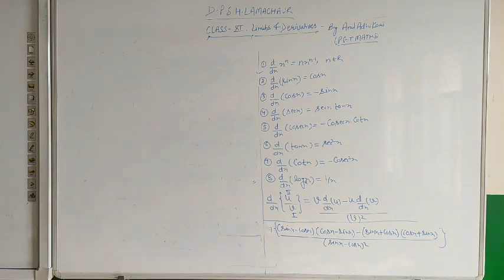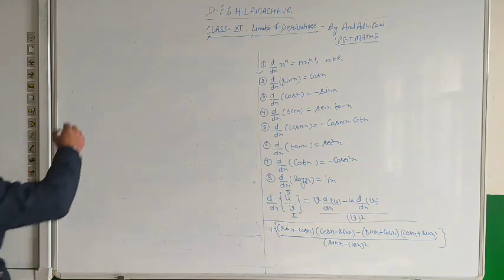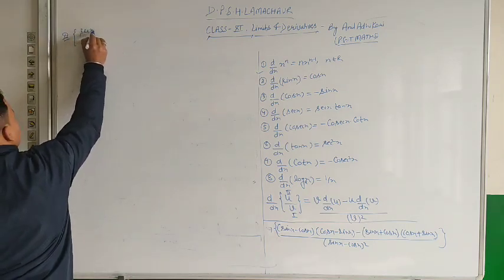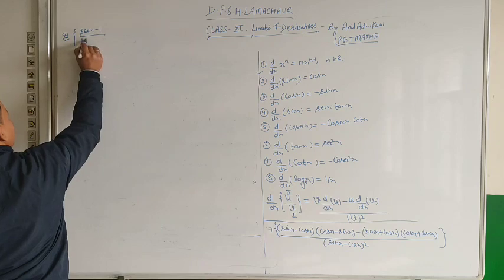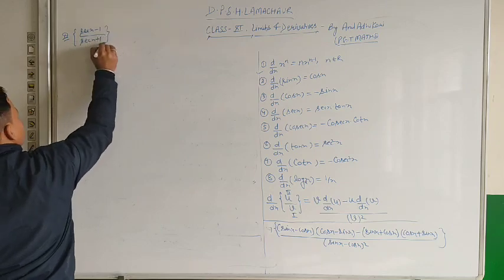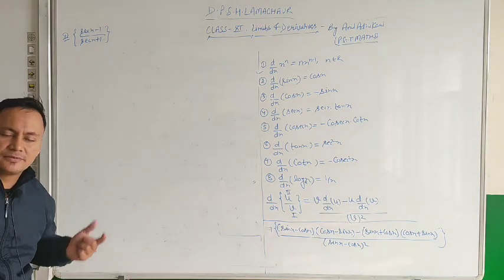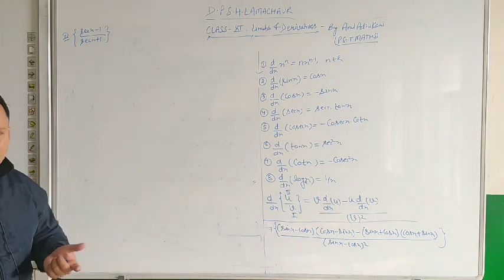So our next question is sec x minus 1 upon sec x plus 1. Next question, function is given as sec x minus 1 upon sec x plus 1. So this is the function we have been given. Again we will use here the quotient rule because the function is given in the form of a rational function.